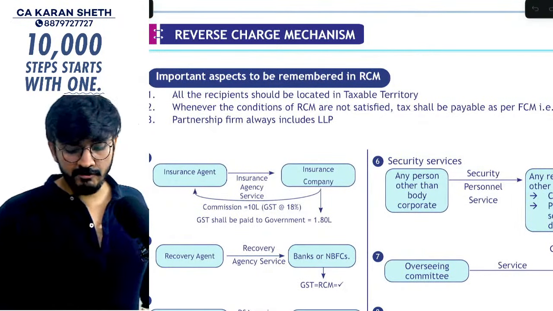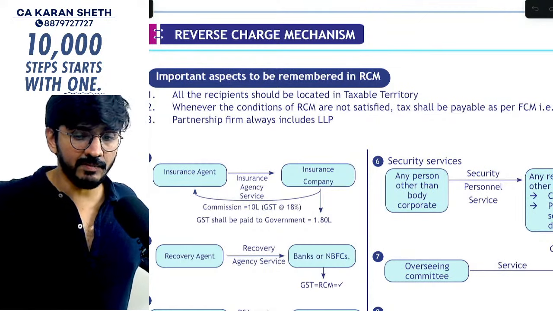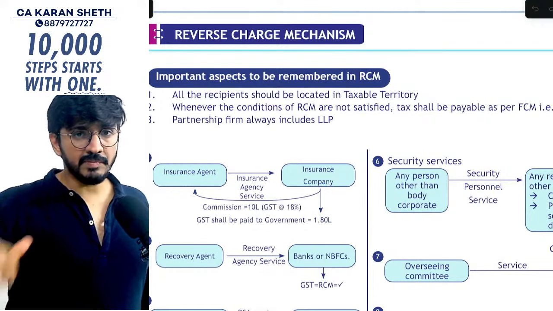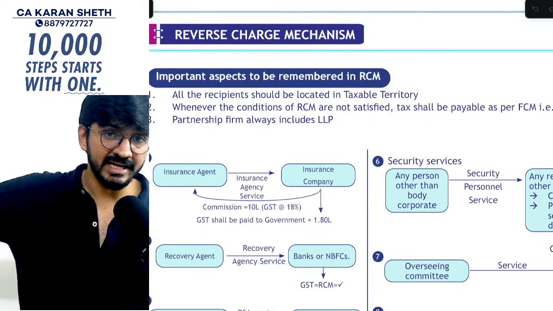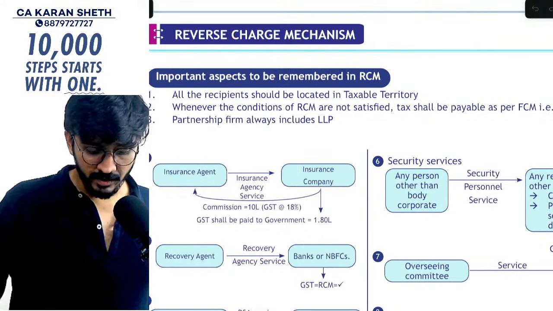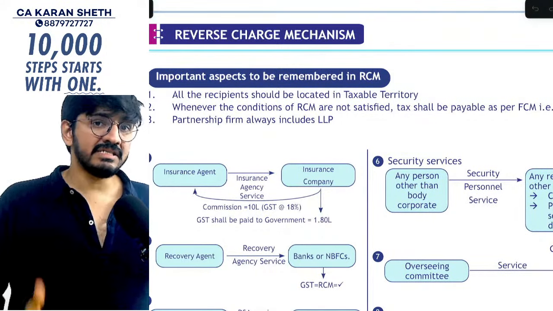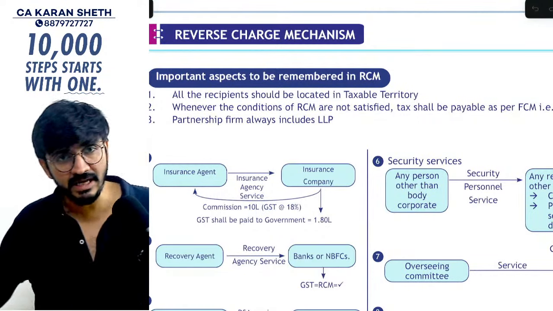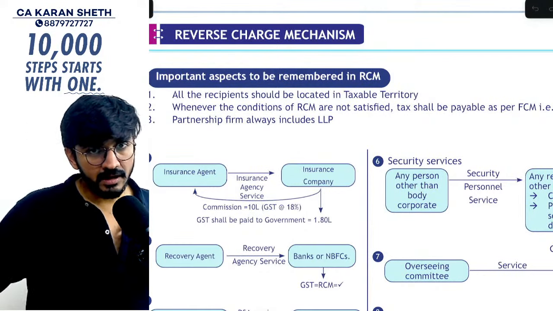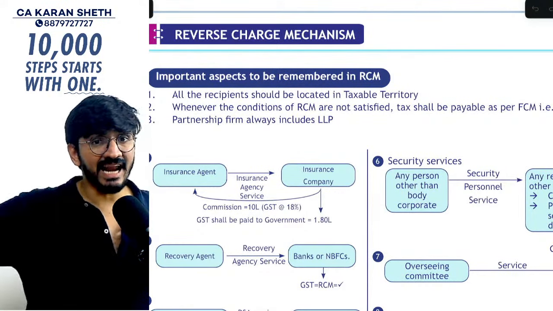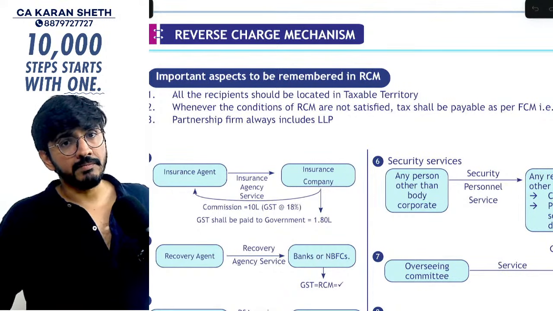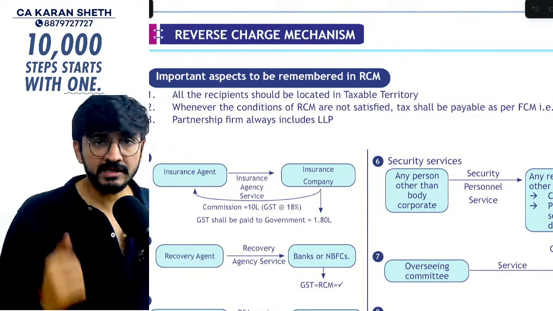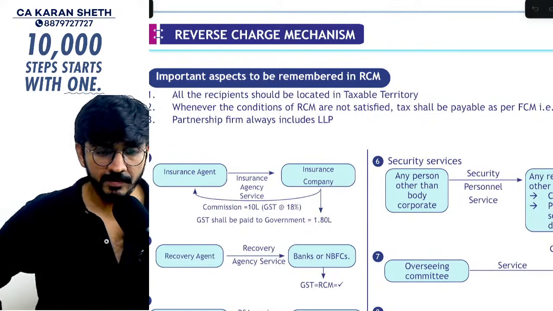Before I go ahead with RCM, there are a few ground rules that I would like to establish. Only then will I go ahead. Ground rule number 1: all the recipients are assumed to be located in the taxable territory, that is, in India. Second, if the conditions that I talk about don't satisfy the conditions of RCM, it will automatically mean FCM will apply, unless and until I specify otherwise. And third, partnership firm includes LLP. Is that very clear?